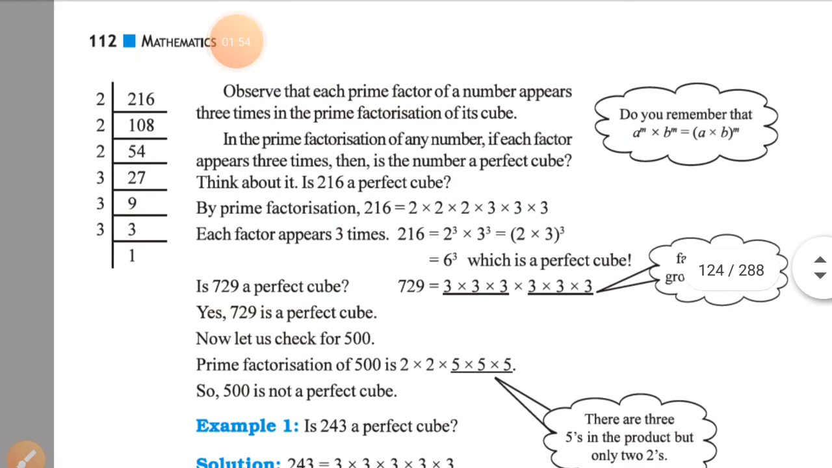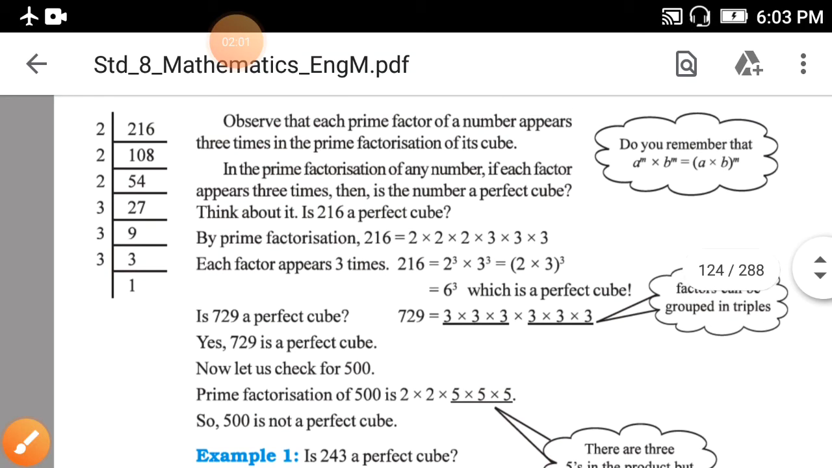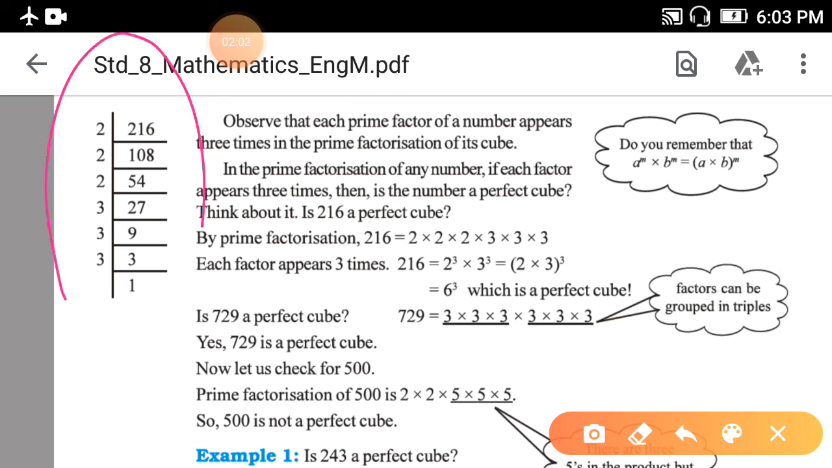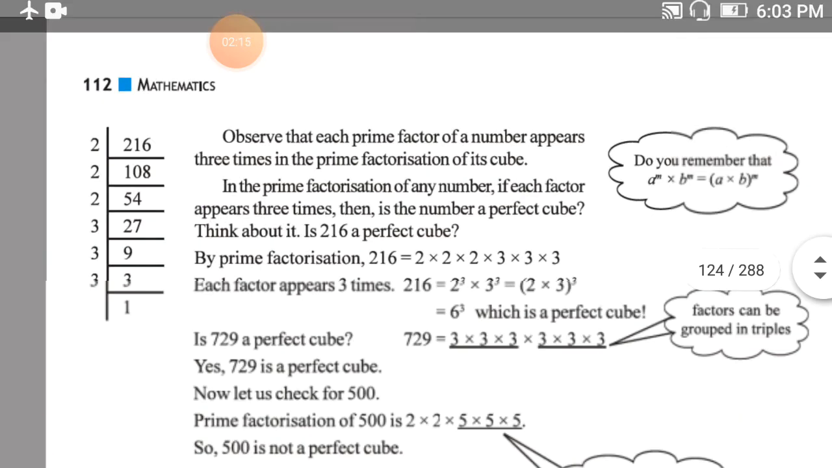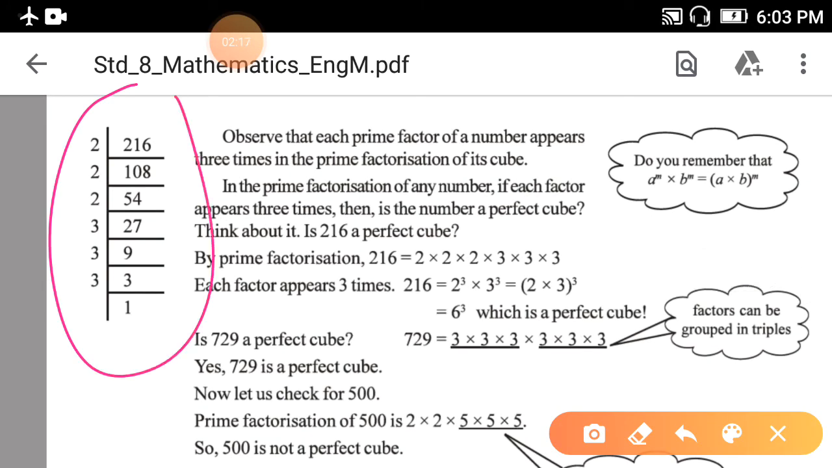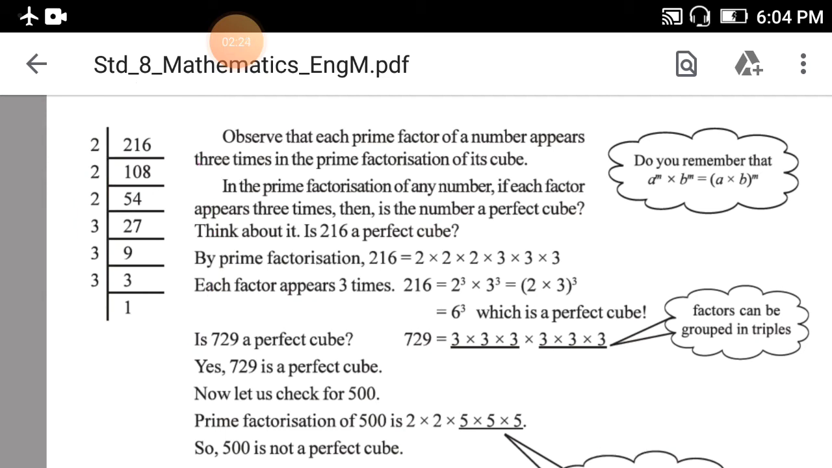Now if you want to see whether a given number is a perfect cube or not, then what do we have to do? Here you have to follow the same method as we did in the previous lesson, square and square root. First of all, you have to find the prime factors of the given number by the prime factorization method. What is the number? 216. So you know how to find the prime factors. Here all these prime factors are given. You have to write these prime factors in the form of multiplication.